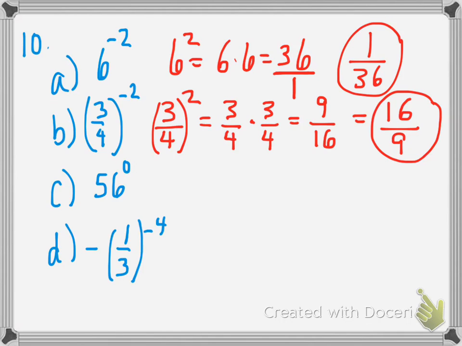For part C, any base to the 0 power, it doesn't matter what base it is. We've proved this in class with that pattern. Any base to the 0 power is 1.